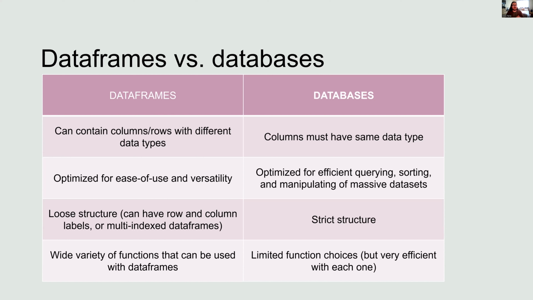You can have multi-indexed data frames, where you have one tier of column label and then another tier of column label that maybe applies to multiple columns. So it allows you to define the structure of your data frame depending on what kind of data you're working with.